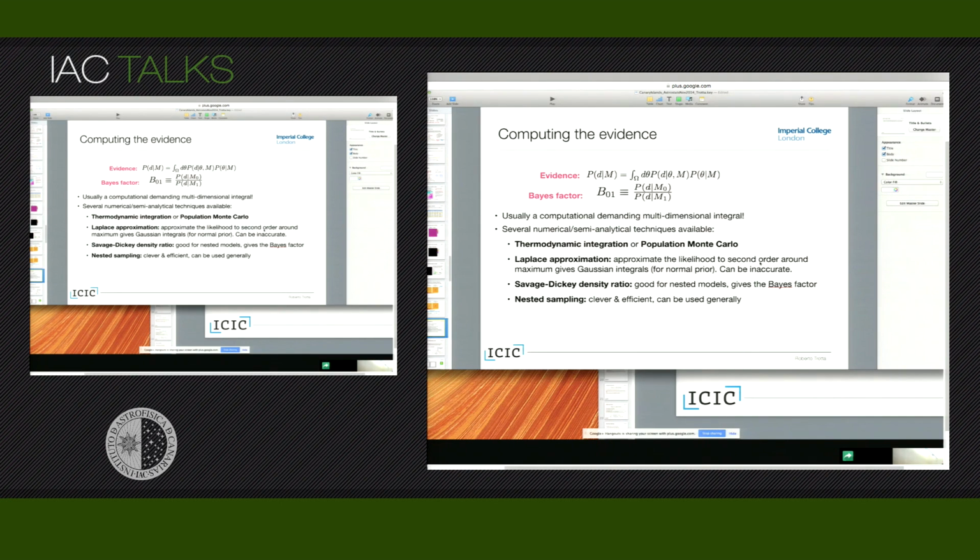We know the solution. So this gives you a numerical approximation which can be poor and very inaccurate if your likelihood is strongly non-Gaussian, or it can be completely wrong if you have non-Gaussian tails or indeed multimodal distributions. Then there are two other methods I want to present more in detail. One is the Savage-Dickey density ratio, which is very useful for nested models. The other one is nested sampling, which I briefly mentioned before.